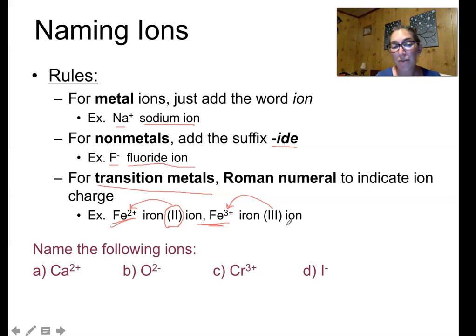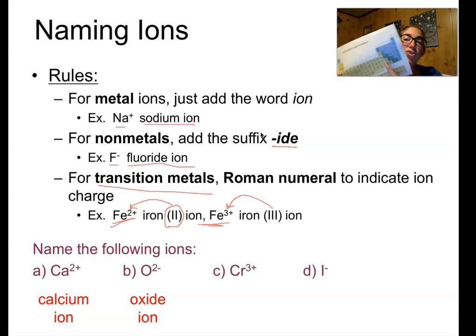So let's do a little bit of practice here, naming the following ions. Maybe pause, take a minute to name them yourself, and then I will show you the answers. The first one is calcium. It's a group 2 metal, and it's simply the calcium ion. Oxygen is a nonmetal over on the right side of the periodic table, and so we have to use the suffix naming rule, so it's called the oxide ion.